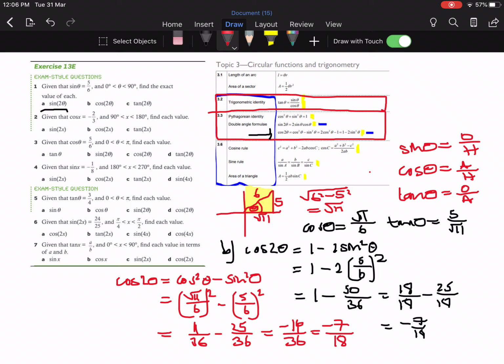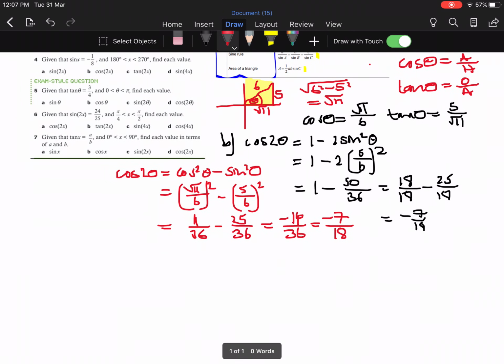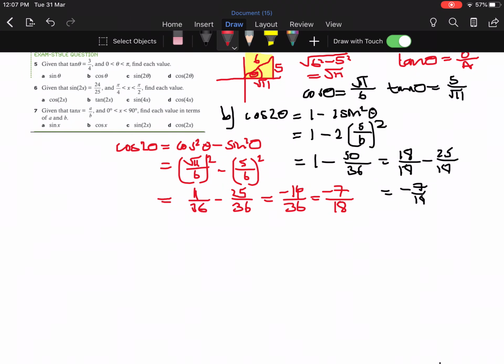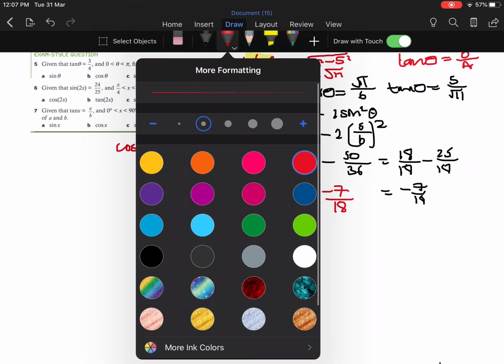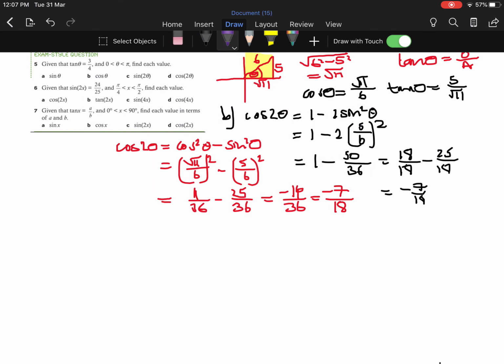Now, Noor asked me at the end of the video, what do you do when you've got tan? So I'll just re-emphasize that again. When you've got tan, you need to remember the trig identity, which says tan theta is equal to sine theta over cos theta. So therefore, tan 2 theta is equal to sine 2 theta over cos 2 theta.